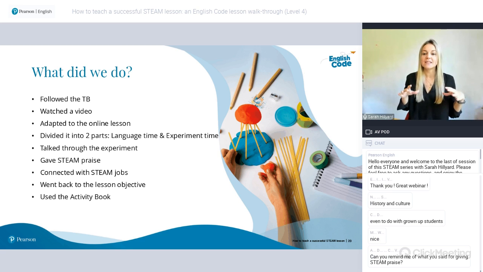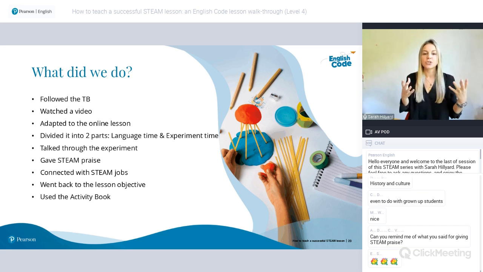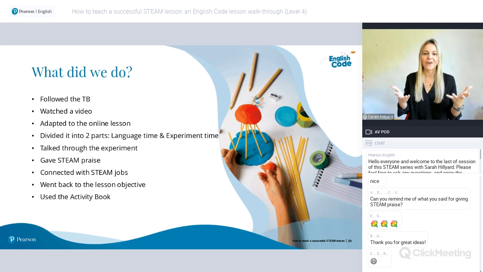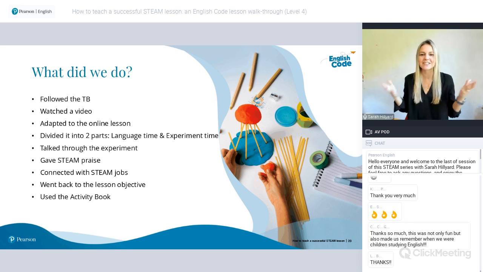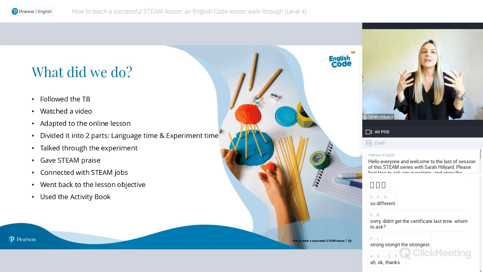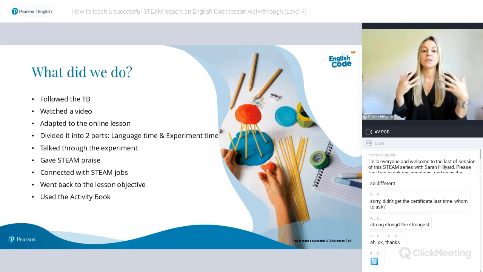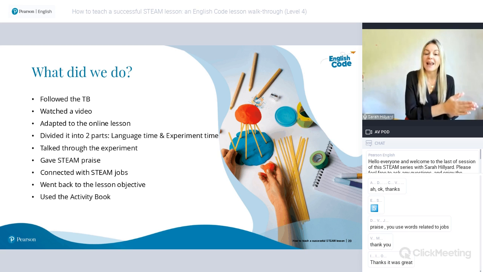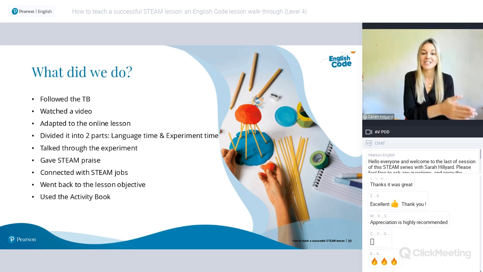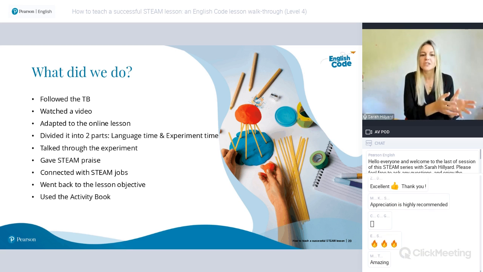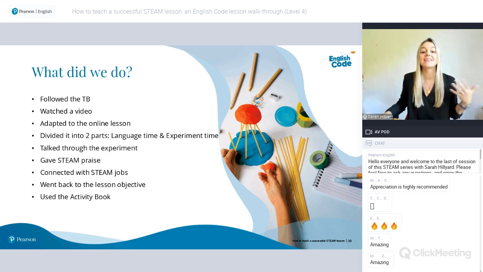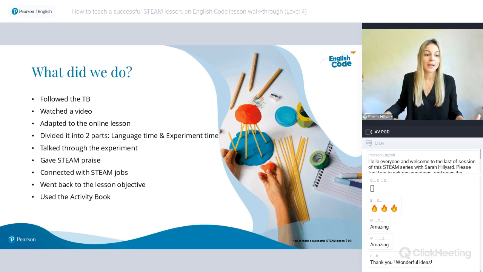I gave some STEAM praise. I gave you some examples of how you would do that. Not just good or excellent, but you are great engineers, fantastic mathematicians, lovely thinking, things like that. We connect it with STEAM jobs. If you're asking your learners to plan what they're going to be doing, you would explain to them, this is what engineers do before they start building something. They have a plan. So we have this planning stage that comes before actually going into building. I know the building is fun, but we've got to plan it. We'll label the parts, etc., whatever you want to do with them. But talk to them about, this is what mathematicians do. This is what engineers do, so that they are aware of the fact that that's what we're doing.